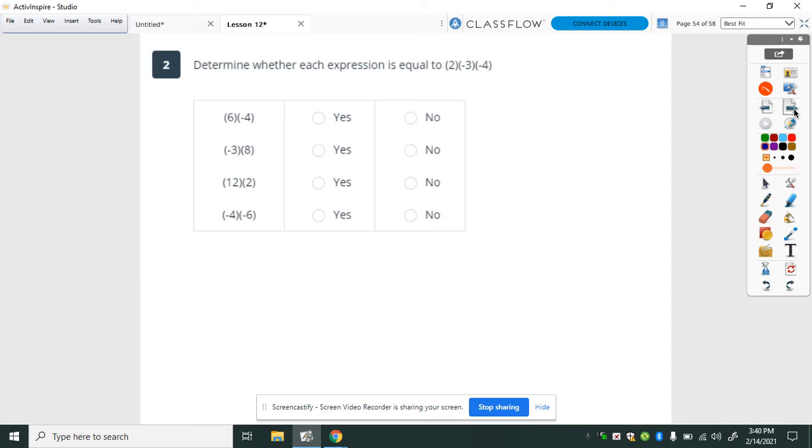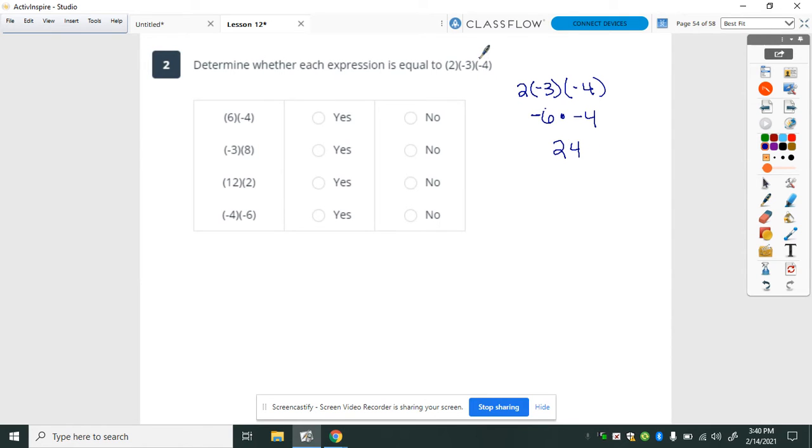Determine whether each expression is equal to 2 times -3 times -4. Do some side math to help you. 2 times -3 times -4. 2 times -3 is -6. -6 times -4. A negative times a negative is positive. 6 times 4 is 24. So the answer to this is positive.